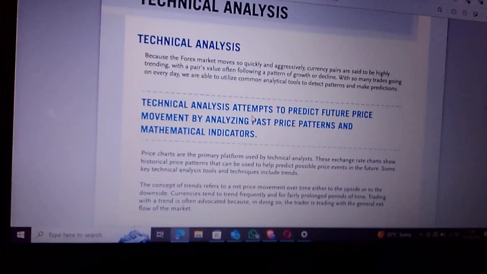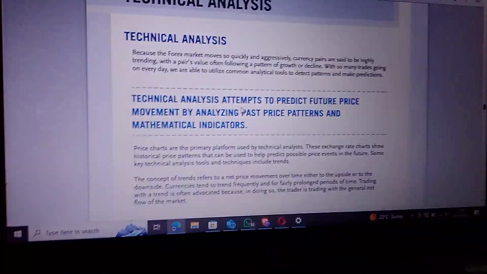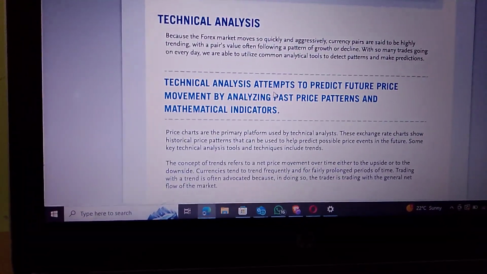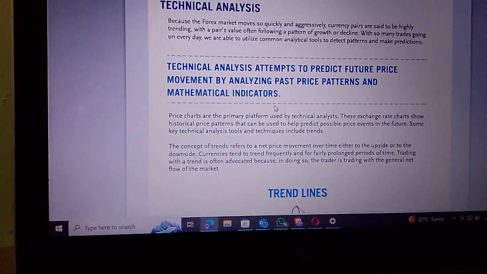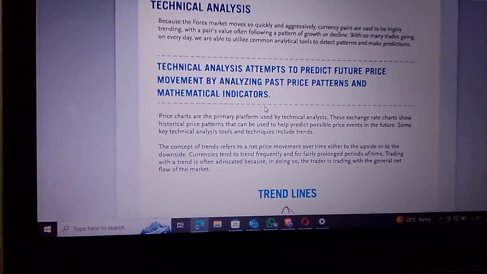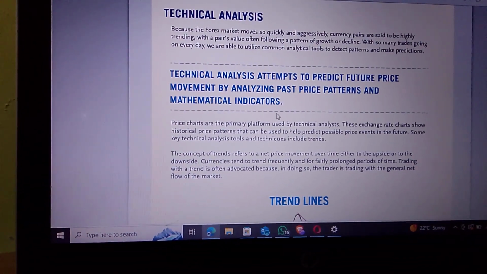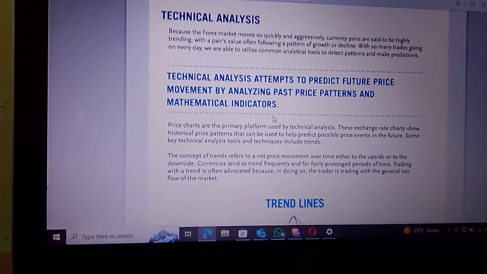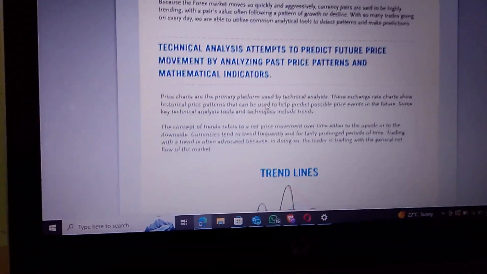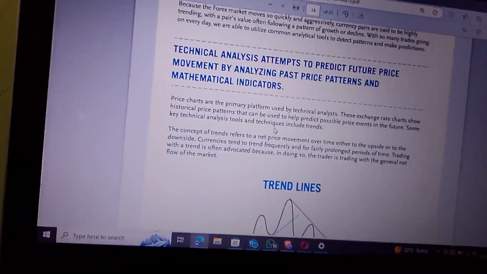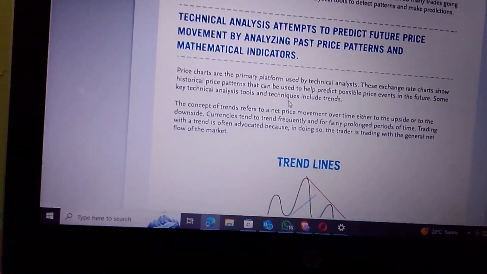Since it moves aggressively and quickly, it follows some patterns, and the patterns can be followed and traded. With so many trades going on every day, it's possible to utilize common analytical tools to detect patterns and make predictions. And this is what many people do when they want to do forex for speculation.